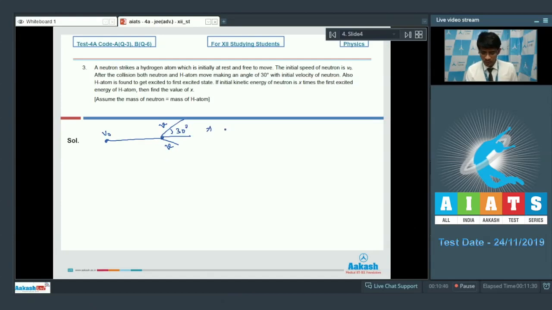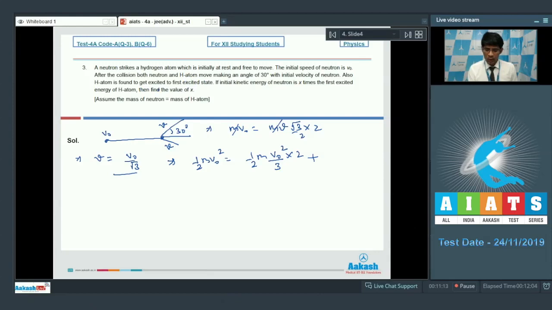30 degrees. So by the principle of conservation of linear momentum, I would say mv0 is equal to mv root 3 by 2 into 2, so I'm getting the final velocity of the neutron and hydrogen atom to be v0 divided by root 3. Now looking at the energy equation, initial energy was 1 by 2 mv0 square. Finally it is 1 by 2 mv square, taking v square as v0 square divided by 3, and 2 here. Another piece of information is that the hydrogen atom is excited to the first excited state. That means it will be delta E0 into 3 by 4. Now 1 by 2 mv0 square, this part is 1, and here it is 2 by 3, is equal to 3 by 4 delta E0.